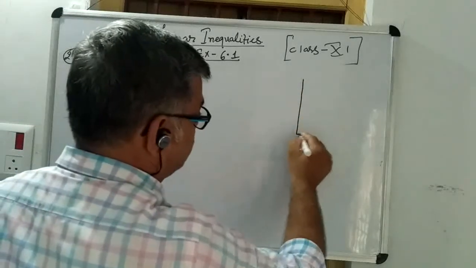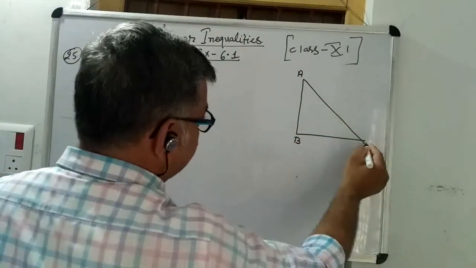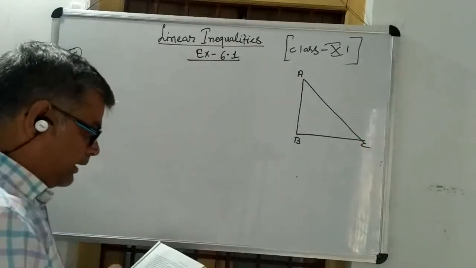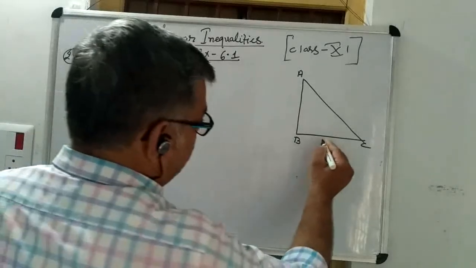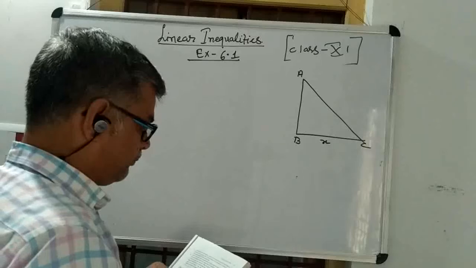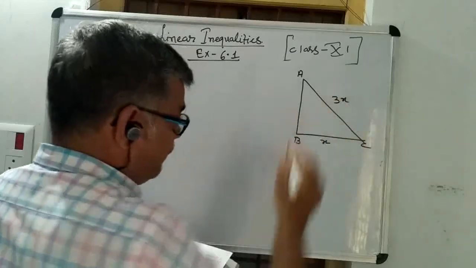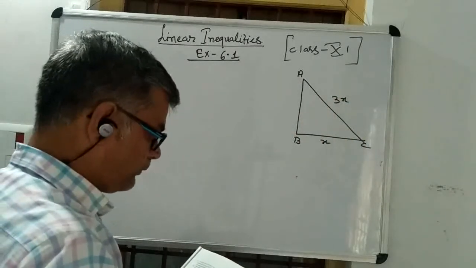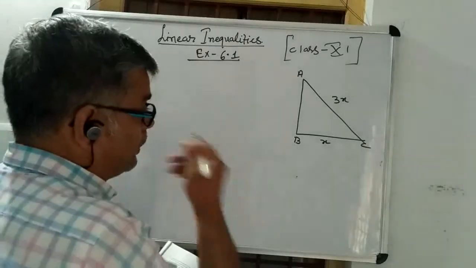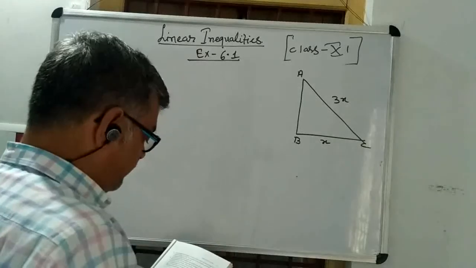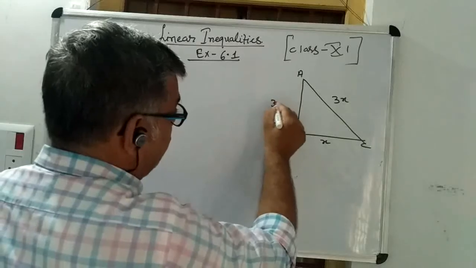First you draw a triangle. Make a triangle ABC. Suppose the longest side of the triangle is 3 times the shortest side. The shortest side is our BC, x. The longest side of the triangle is 3 times the shortest side, so the longest side will become 3x. And the third side is 2 centimeters shorter than the longest side. So the third side, that is AB, is 3x minus 2.